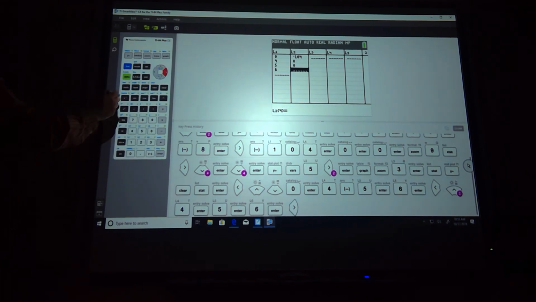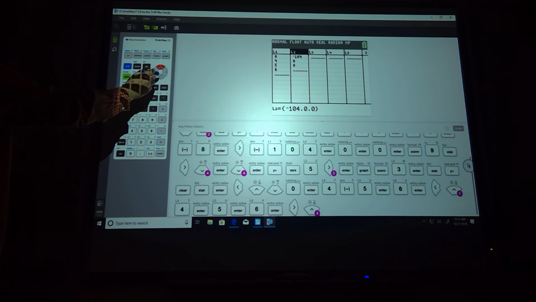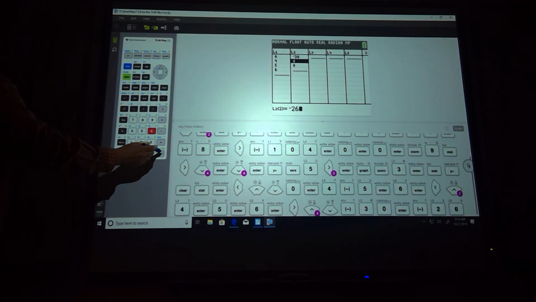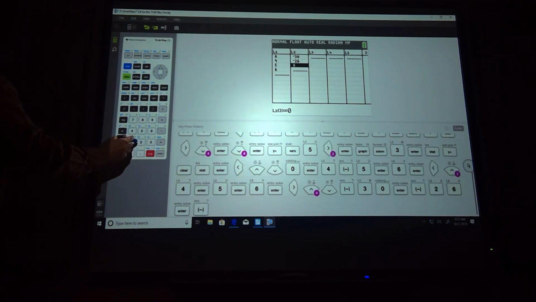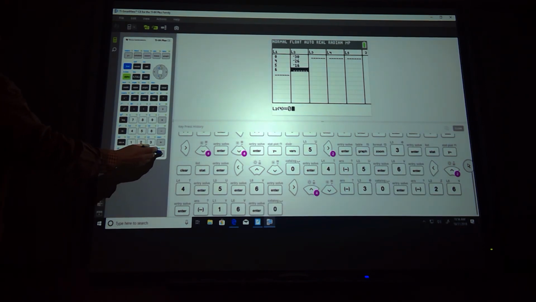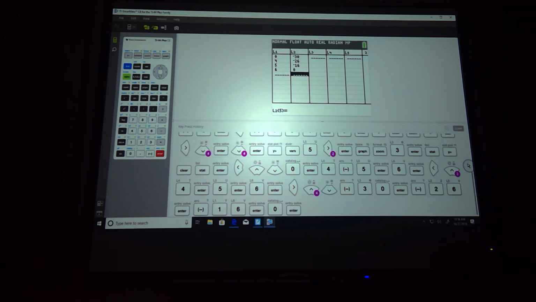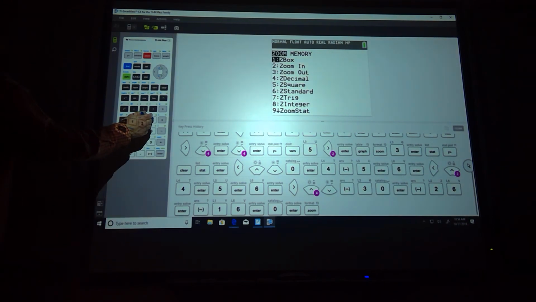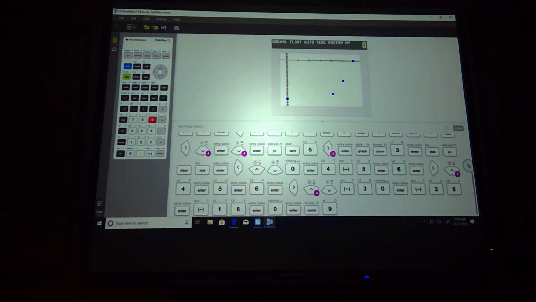And then over to list 2, I got negative 30, enter, negative 26, enter, negative 16, enter, 0, enter. Is that okay? So I just wrote the points down here from that problem. So then I can go zoom. What do I have to do to see my points? Zoom stat. So it looks like that.